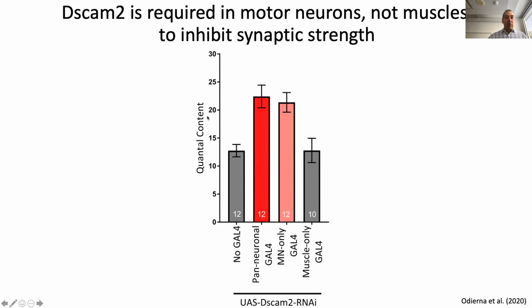This is the control, looking at, again, quantal content here. When we knock it down with a pan-neuronal GAL4 or with a motor neuron-specific GAL4, we see an increase in synaptic strength. But when we knock it down with a muscle driver, we don't see an increase in synaptic strength. So from this, we concluded that it's required in the motor neurons, but not the muscles, to inhibit synaptic strength.